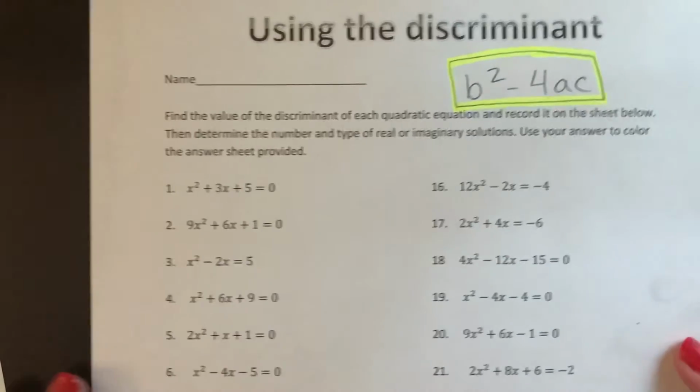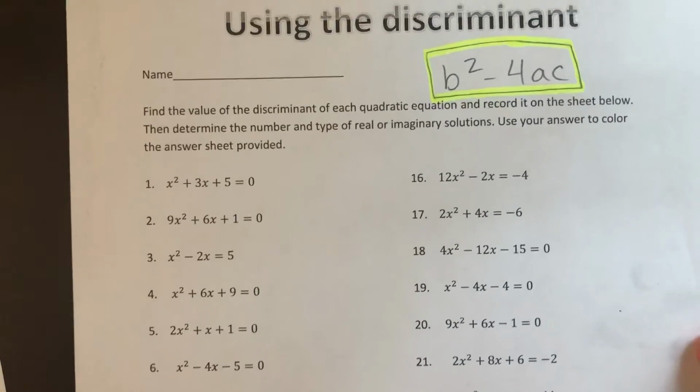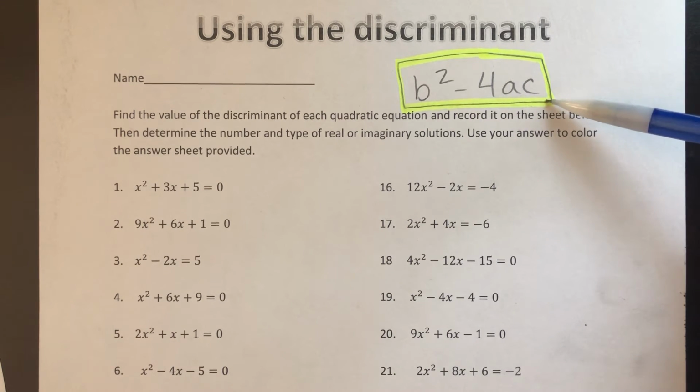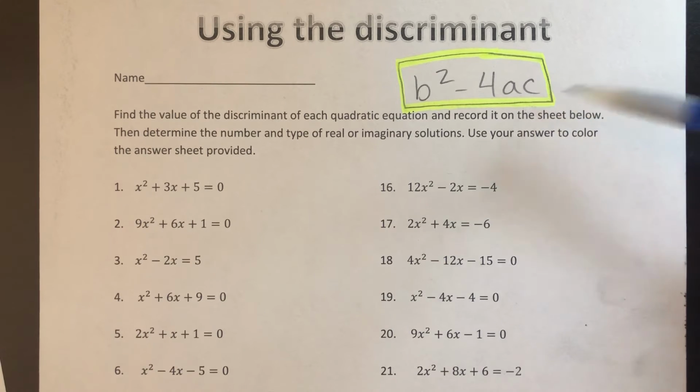Short and sweet today. Let's take a look at what you're doing for your OTI, your homework here. This is the worksheet that you'll be working on. And we're just practicing this discriminant. So we're going to find the discriminant, and then we're going to use the discriminant to say what kind of answers this quadratic formula will give us.